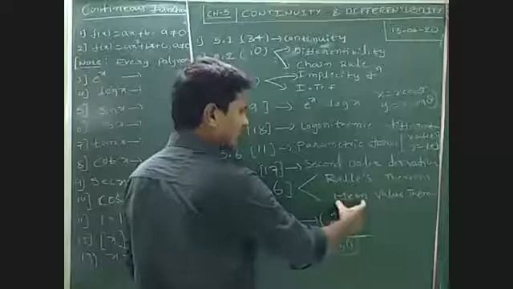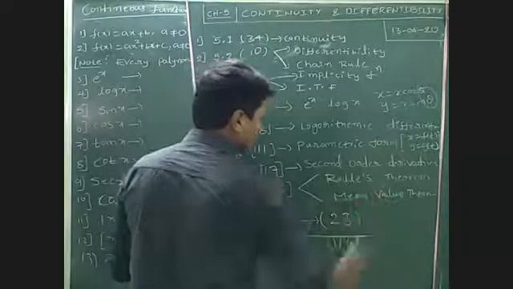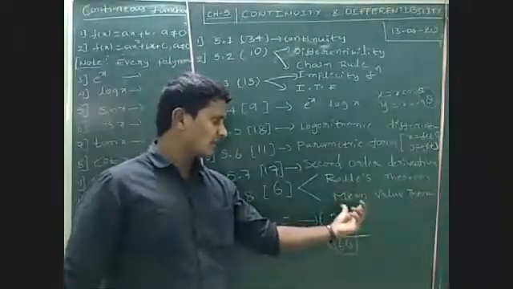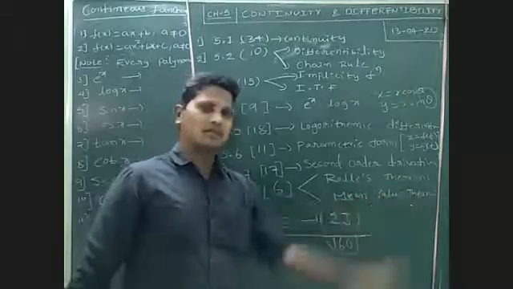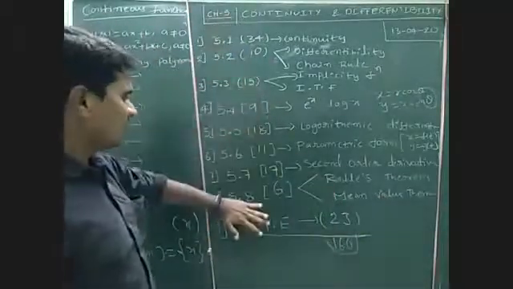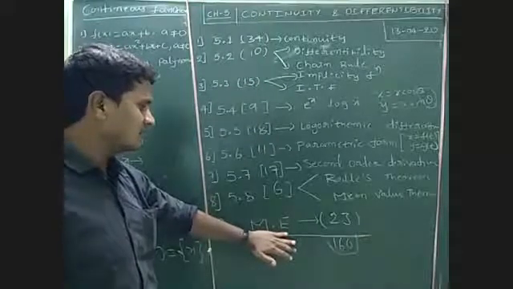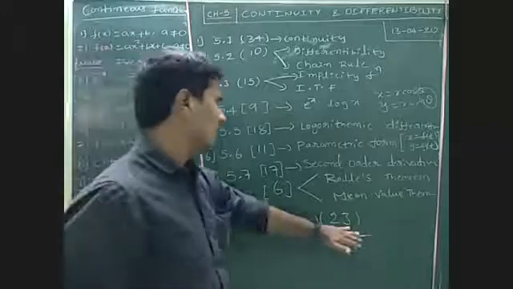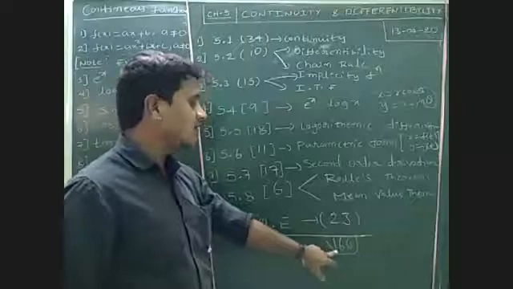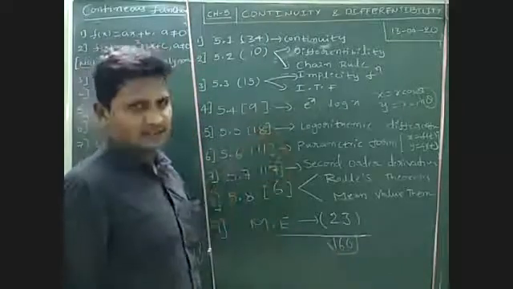The mean value theorem's other name is the Lagrange mean value theorem. Okay, so these are the total exercises. Five exercises will be there. The last exercise will be the miscellaneous exercise, which has 23 questions. Totally, in this chapter we have 160 questions related to exercises only.